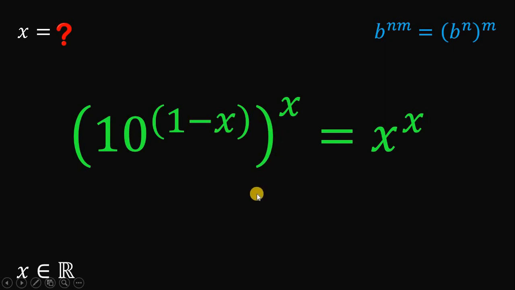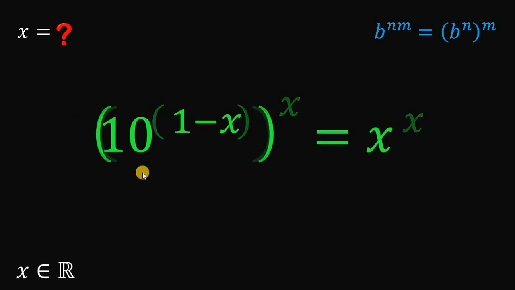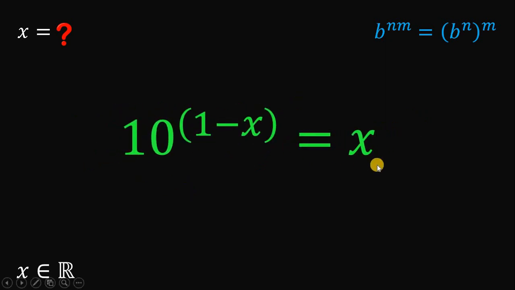Now, at this point, we have two expressions that are equal and they have the same exponent. Therefore, we can say that their bases must be equal, or simply 10 raised to 1 minus x must be equal to x. Now, let's use again some laws of exponent. If we have b raised to n minus m, something like 1 minus x, this is equivalent to b raised to n over b raised to the power of m.